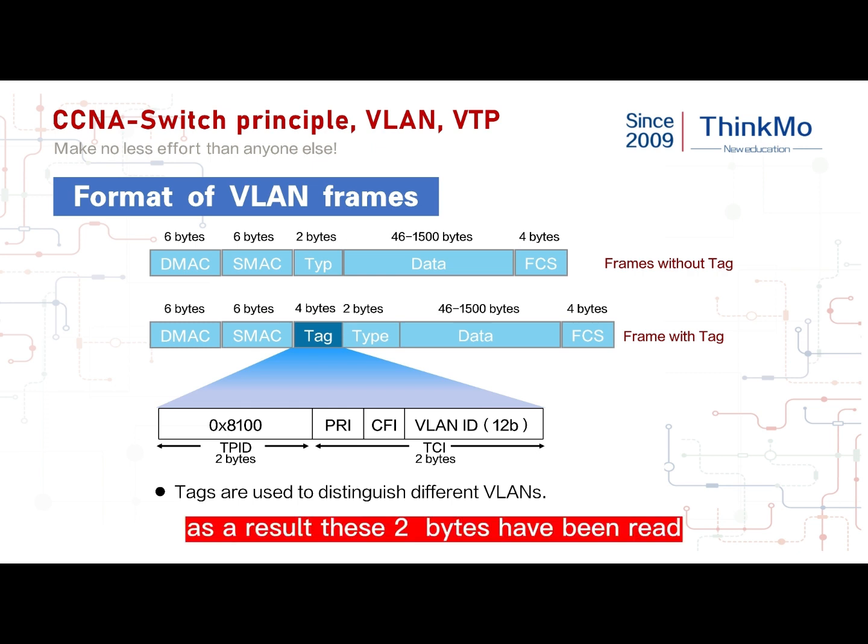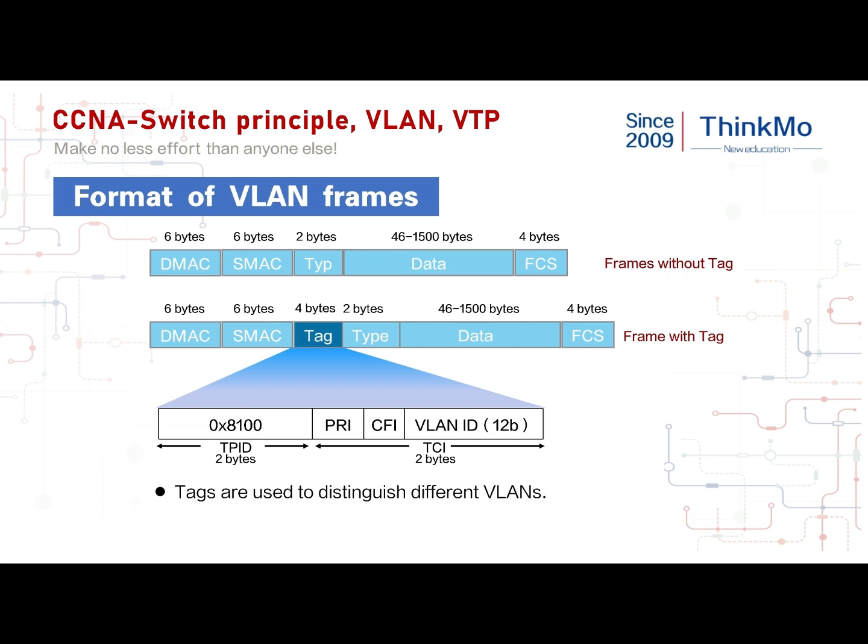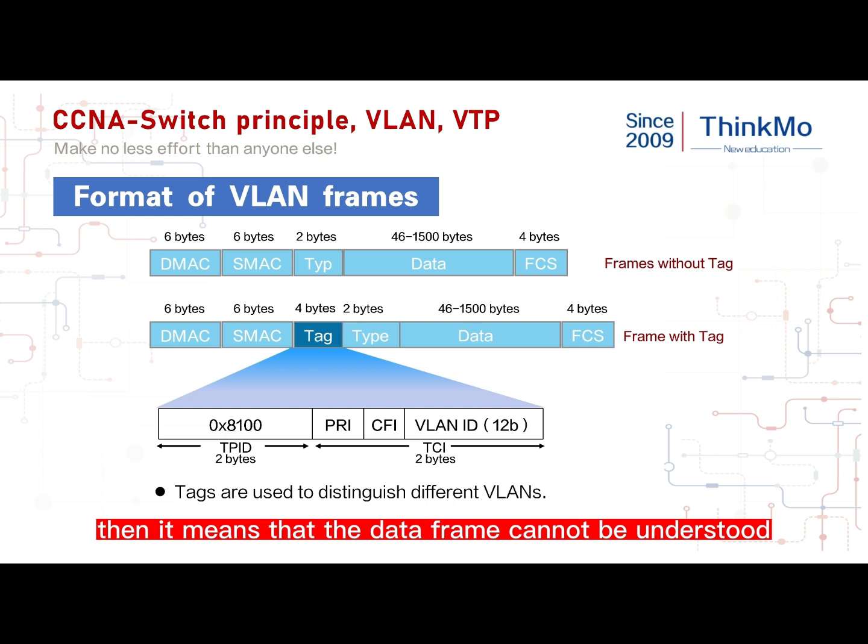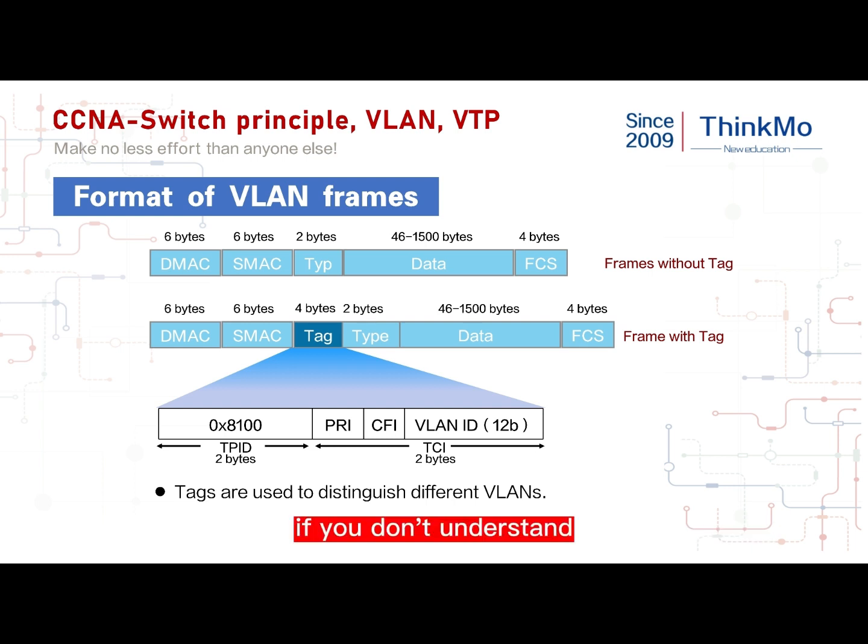As a result, these 2 bytes have been read. It found that this does not seem to be a type. Then it means that the data frame cannot be understood. If it doesn't understand, there is no way to read this data frame. If it can't be recognized, it can only be thrown away directly.